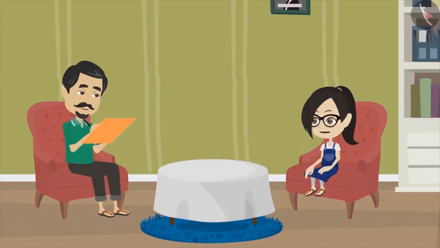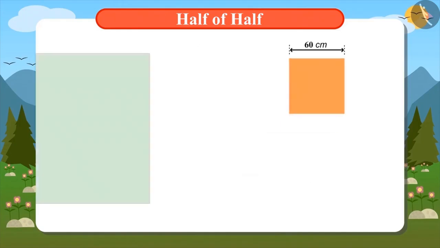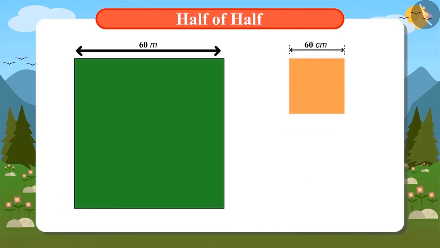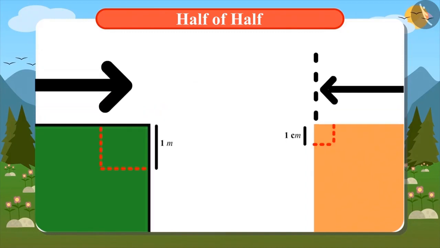But what are you writing on the paper? This paper shows our field and its measurements. The length of our field is 60 meters and the length of this paper is 60 centimeters. That means 1 meter of the field is taken as 1 centimeter on paper.